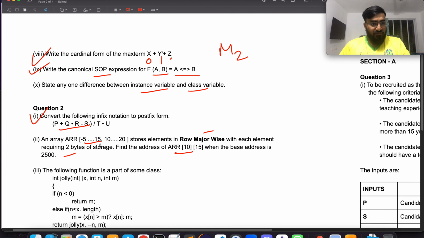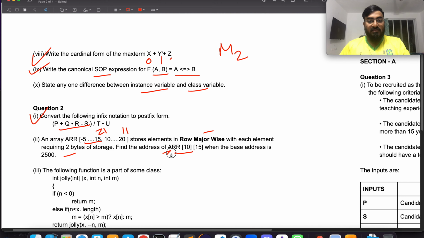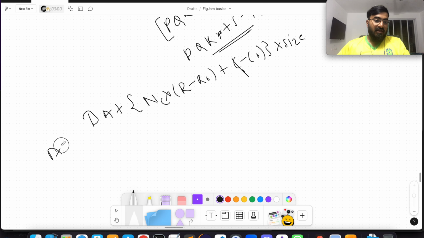So the formula in this case is you have base address plus, in this case, we have number of rows as 15 minus 5 plus 1, which is 21, and number of columns as 11. So columns are 11 and rows are 21. The formula is BA plus number of columns into R minus R naught, plus C minus C naught, into size. We plug in this formula and we get the address of this. So we can say ADD. We have to find this, all these values are given.